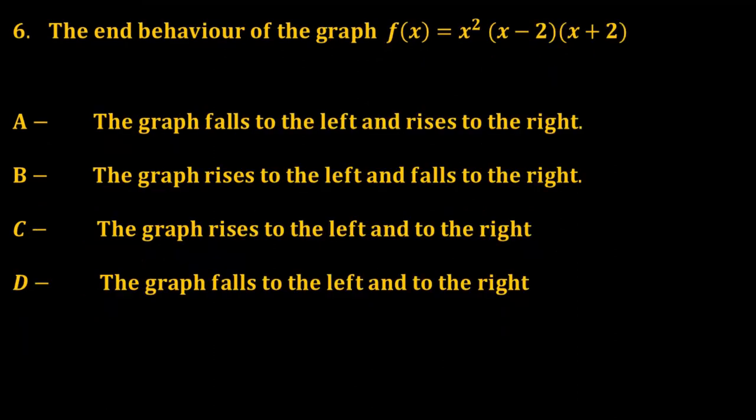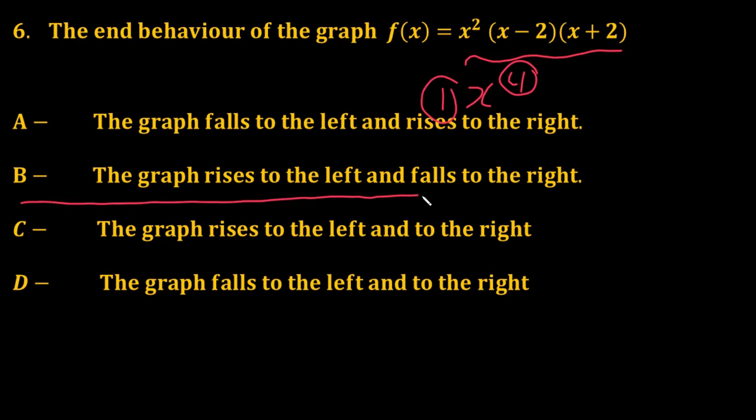Number 6. The end behavior of the graph f of x equals x squared times x minus 2 times x plus 2 is which of these choices? If we look at this expression, its leading term will be 1x to the power 4. And the degree here is an even number, okay? And the leading term is positive. So this graph rises to the left and to the right. So the correct answer is C.